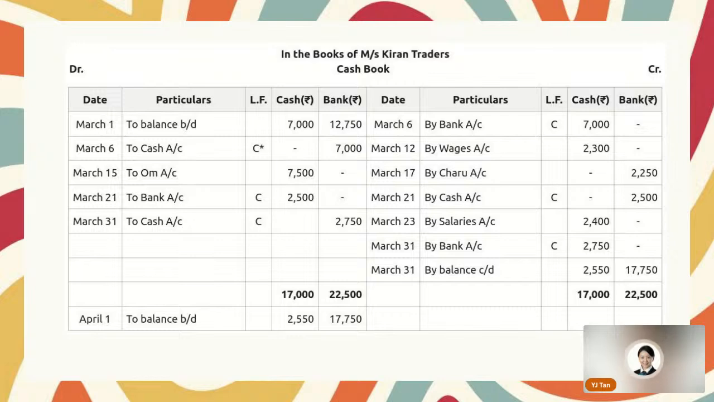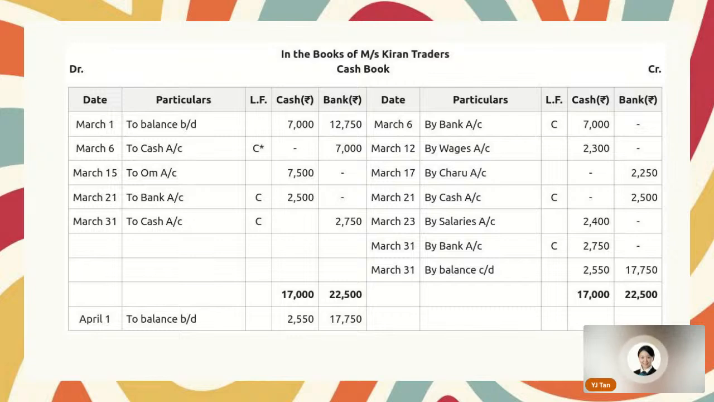It's decreased. All right. So now that is the end, and then you can see that they try to balance it. That means carry down the balance, and they calculate, and then they know that there is a carry down of 2,250 and 17,750 in the bank, carried down to the next, 1st of April. So this is the cash book.